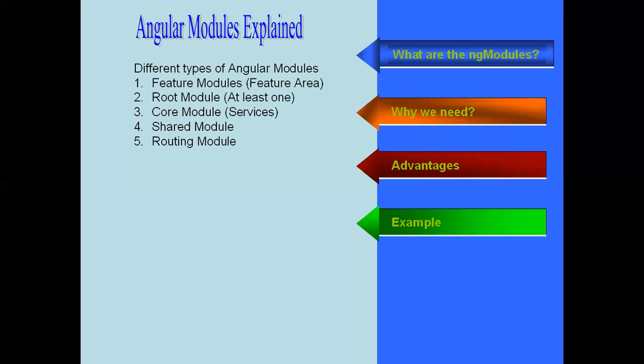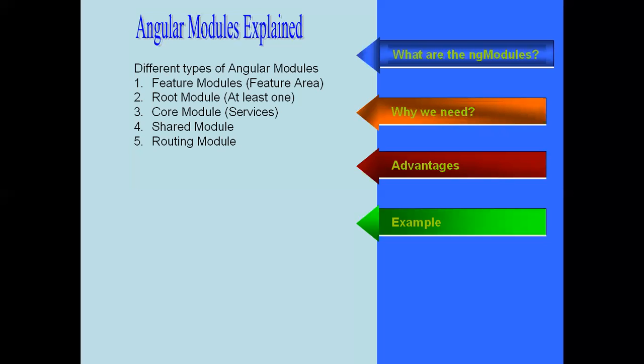Okay, so these are all five types of modules we have in Angular. We will find them in every Angular application. The feature module is related to a feature area. Second is the root module, the first module that every Angular application has. Third is the core module. As I said, services that are singletons are part of the core module.